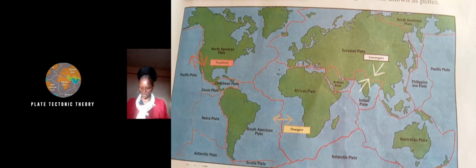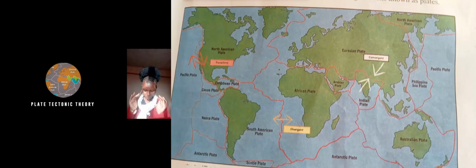The study of the movement of the plates and the various landforms resulting from this movement. This is what the theory asserts. The plate tectonic theory asserts that the continental crust, the layer holding the continents, is made up of rigid blocks, and these rigid blocks are the ones we call the tectonic plates.